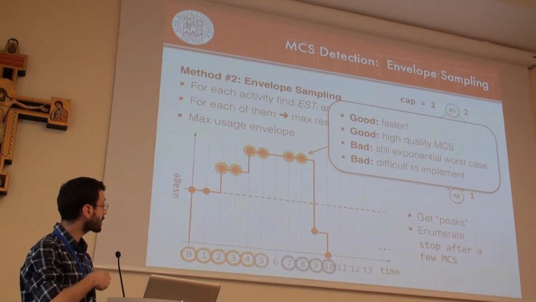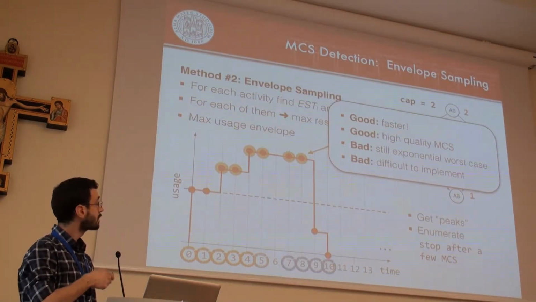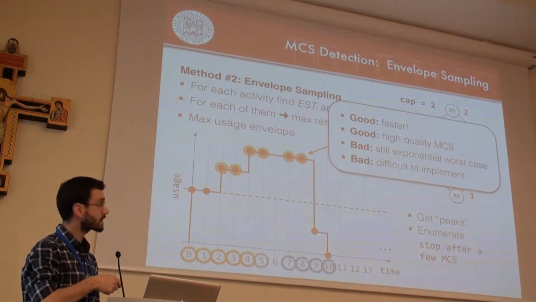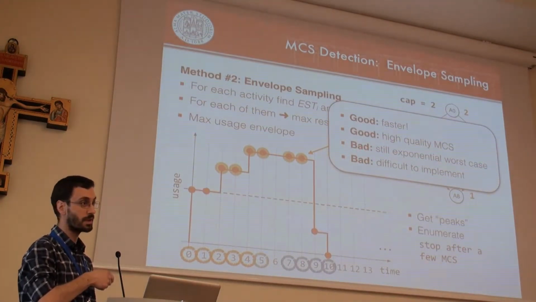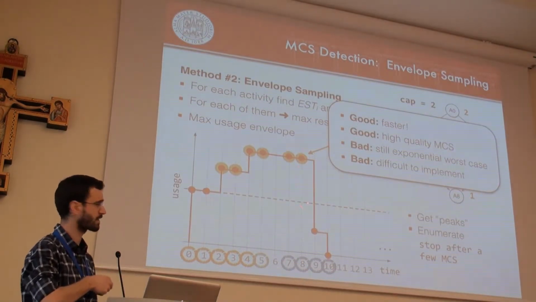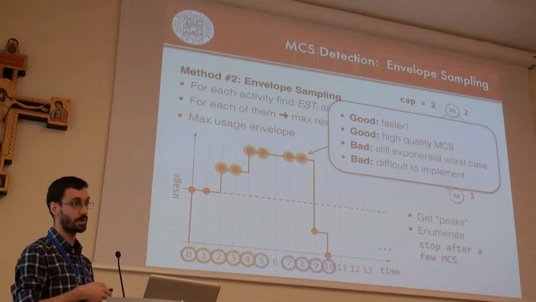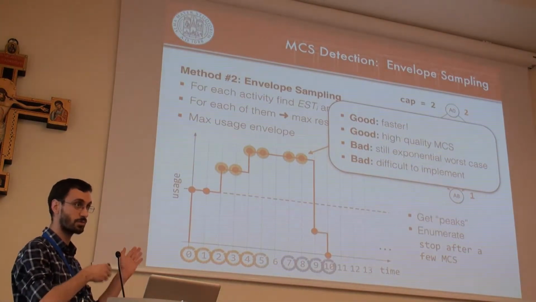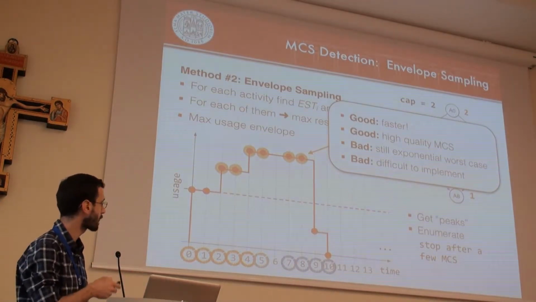Still, it examines a lot of critical sets and finds very good quality ones. The exponential worst case is still there, however, because we are enumerating on this subset. So we may spend some time looking for subsets here. And another big point is that it is not trivial to implement. The graph transformations that I mentioned before, you can do them, but it takes some time to realize all this.